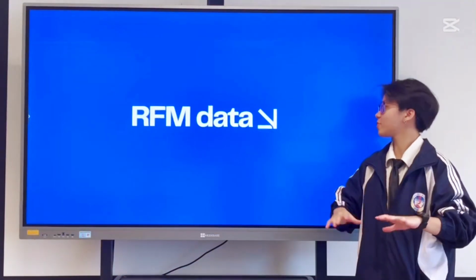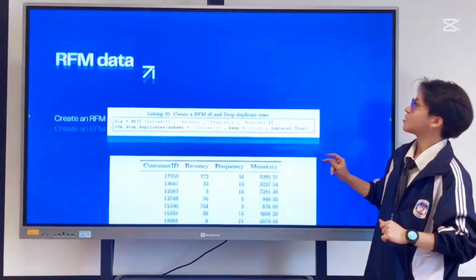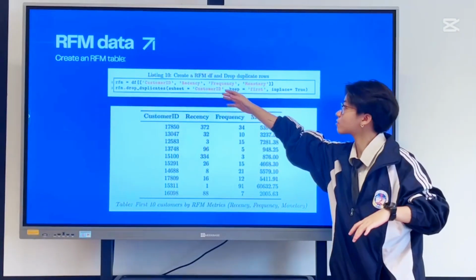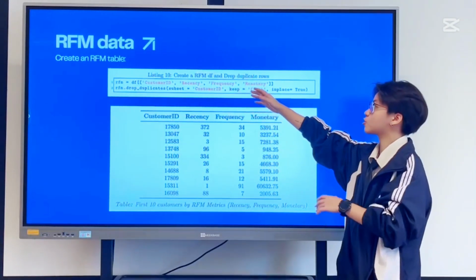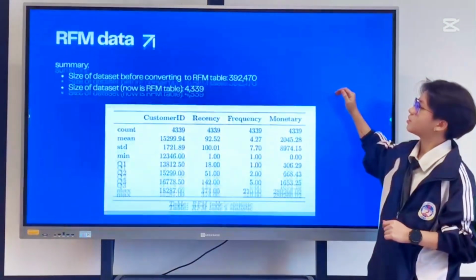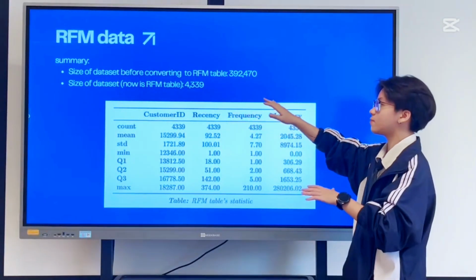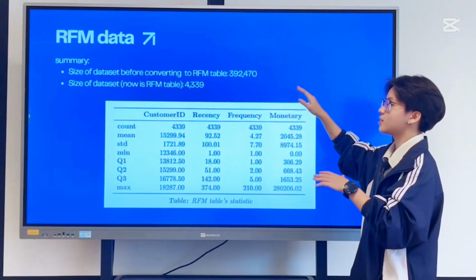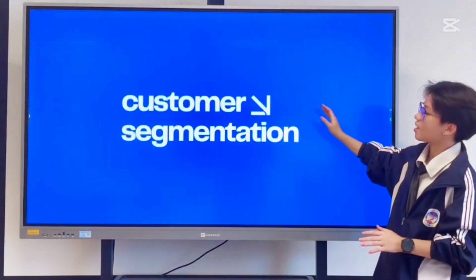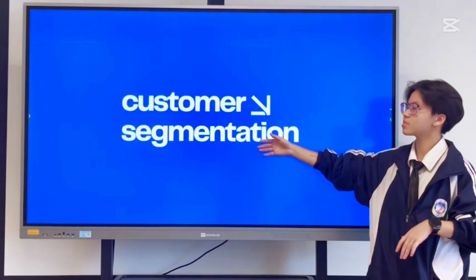So now we are moving to the RFM data. Firstly, we create an RFM table. As we see here, we have created a data frame and dropped the duplicate rows. Next, we have summaries of the dataset before we convert it into the RFM table and after we convert it. Then after converting to the RFM table, we have the customer segmentation.